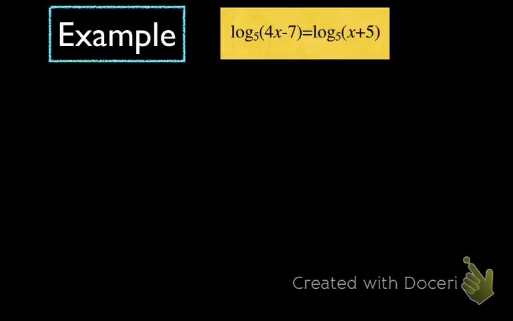Since they're both log base 5 on each side of the equation, I can do what's called exponentiating. I can exponentiate both sides with a base of 5. So I take 5 and raise it to log base 5 of 4x minus 7 in the exponent, and do the same with base 5 on the right-hand side. The 5 and log base 5 cancel on the left and on the right, and I end up with just 4x minus 7 equals x plus 5.